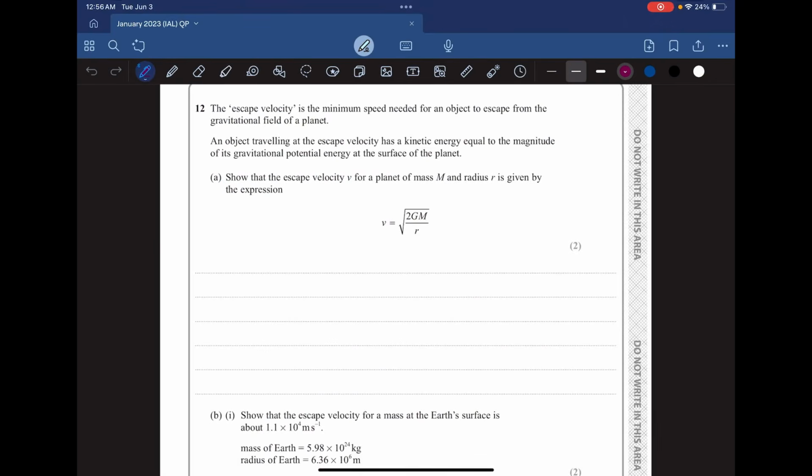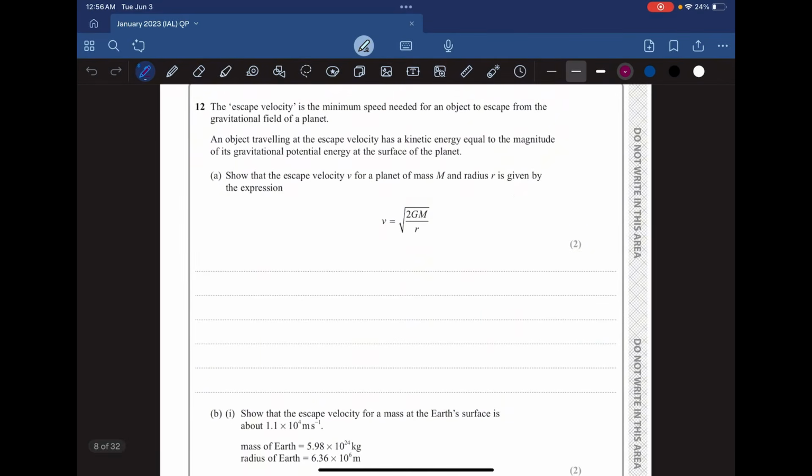Alright, so now let's understand this question. It says the escape velocity is the minimum speed needed for an object to escape from the gravitational field of a planet. So basically, let's say this is the Earth, and the Earth will have its gravitational field up to this position. I'm drawing it just to make you guys understand, nothing else.